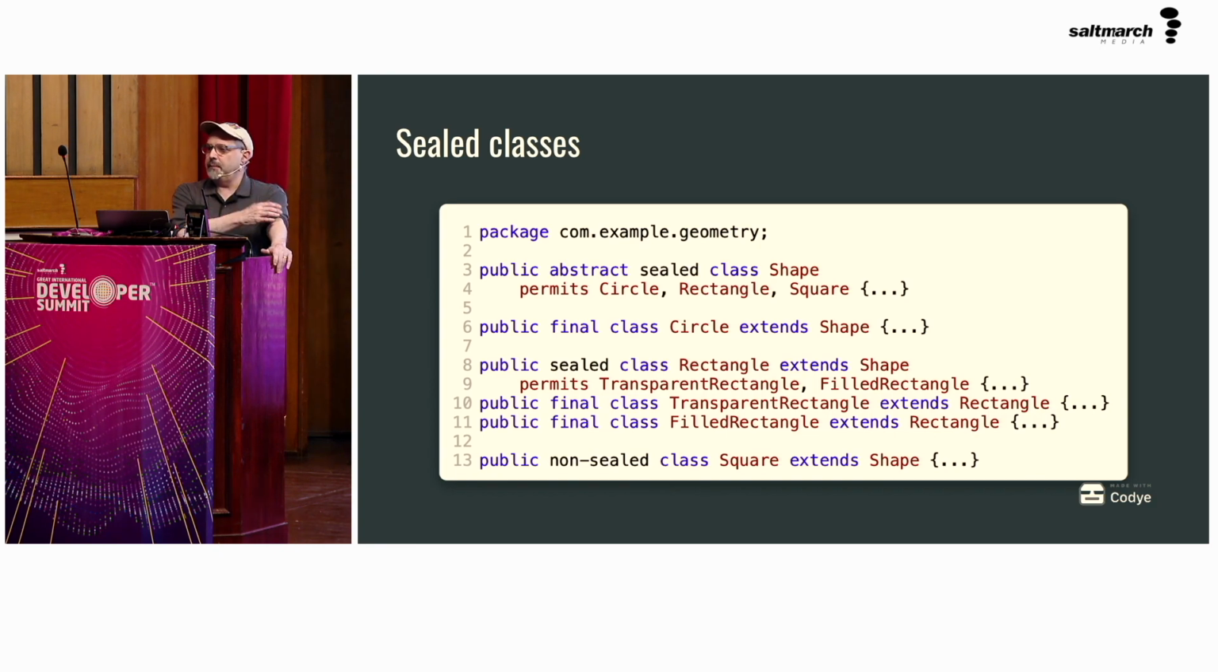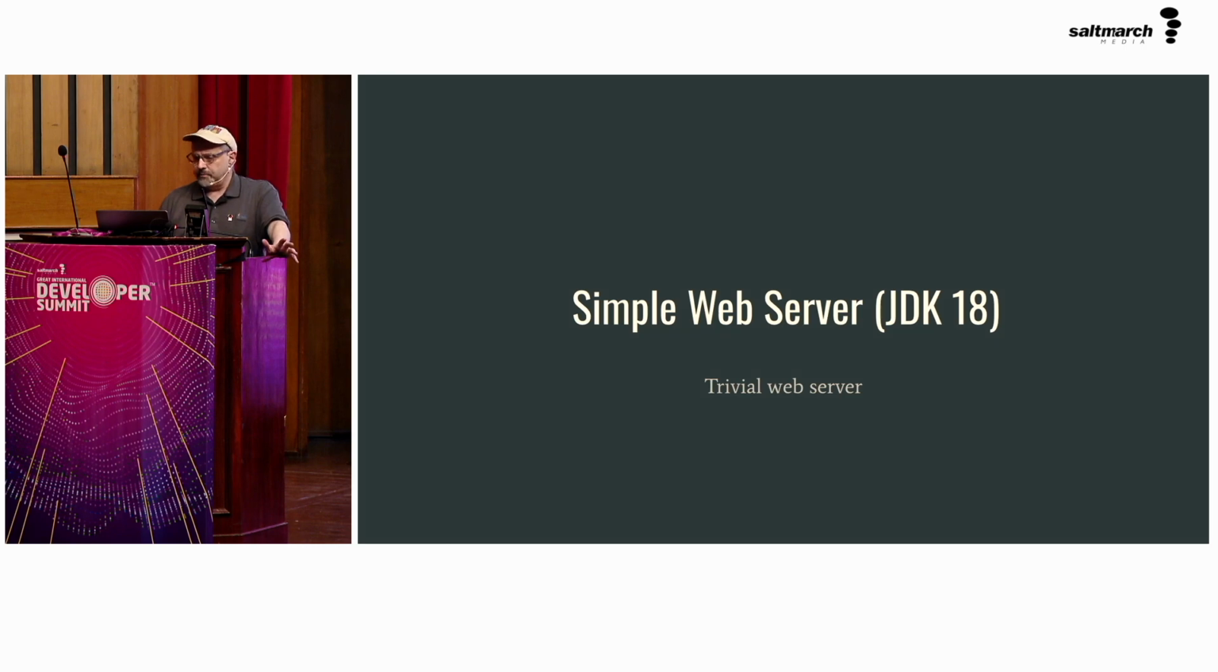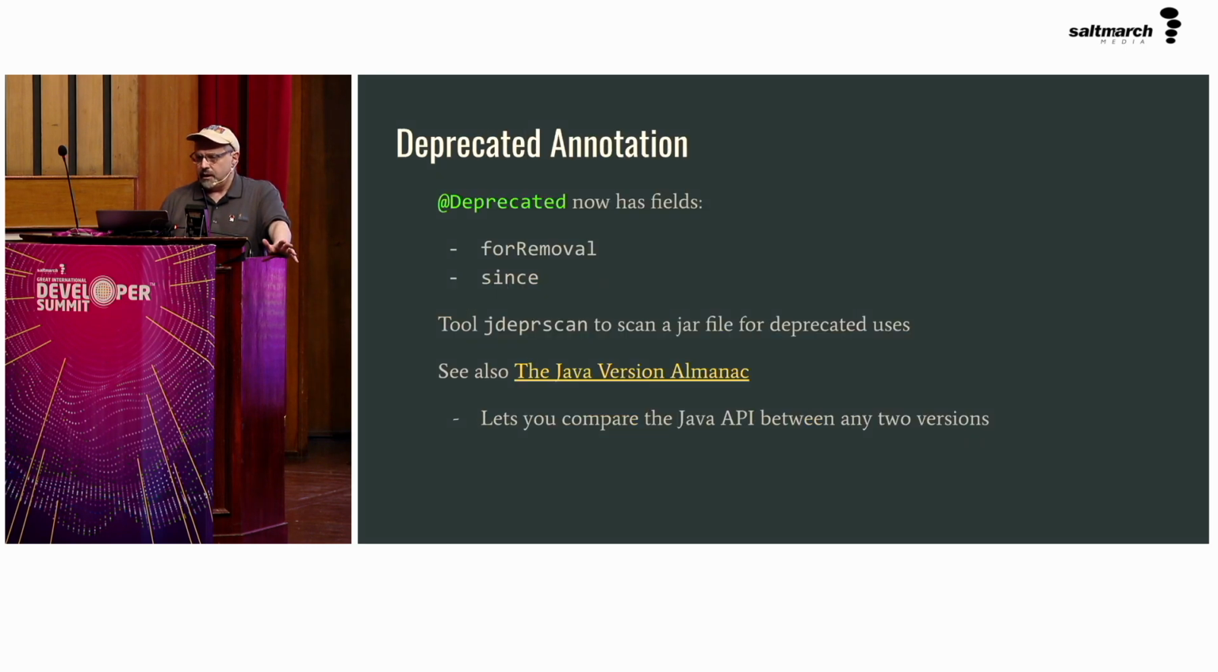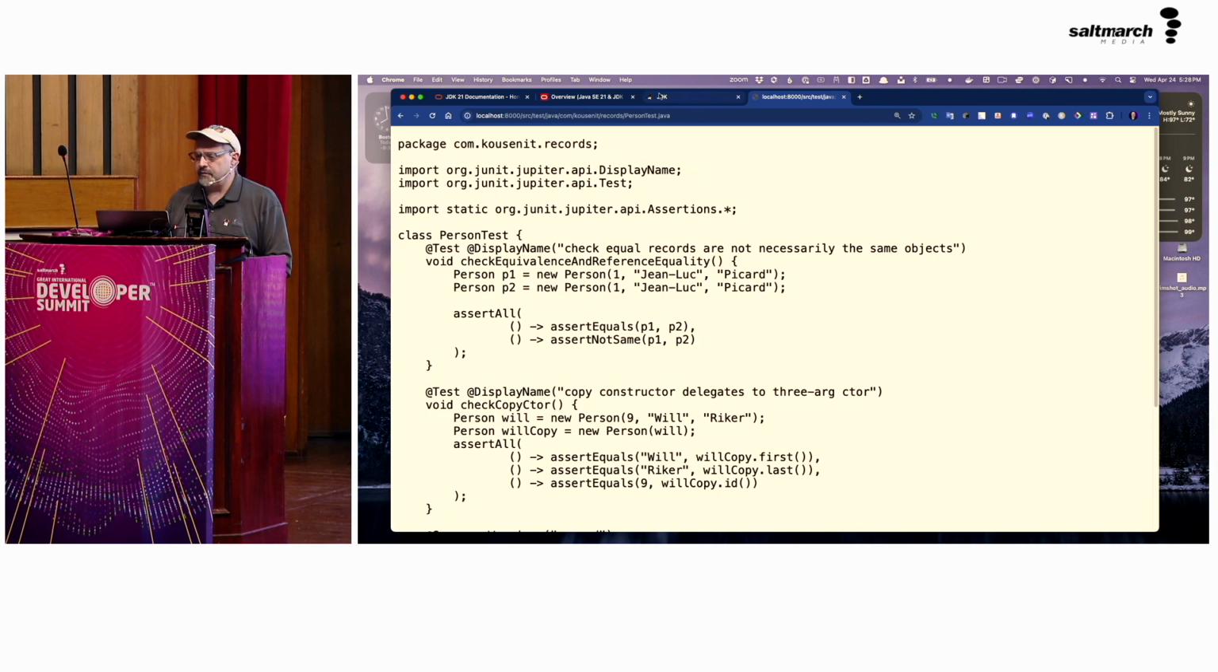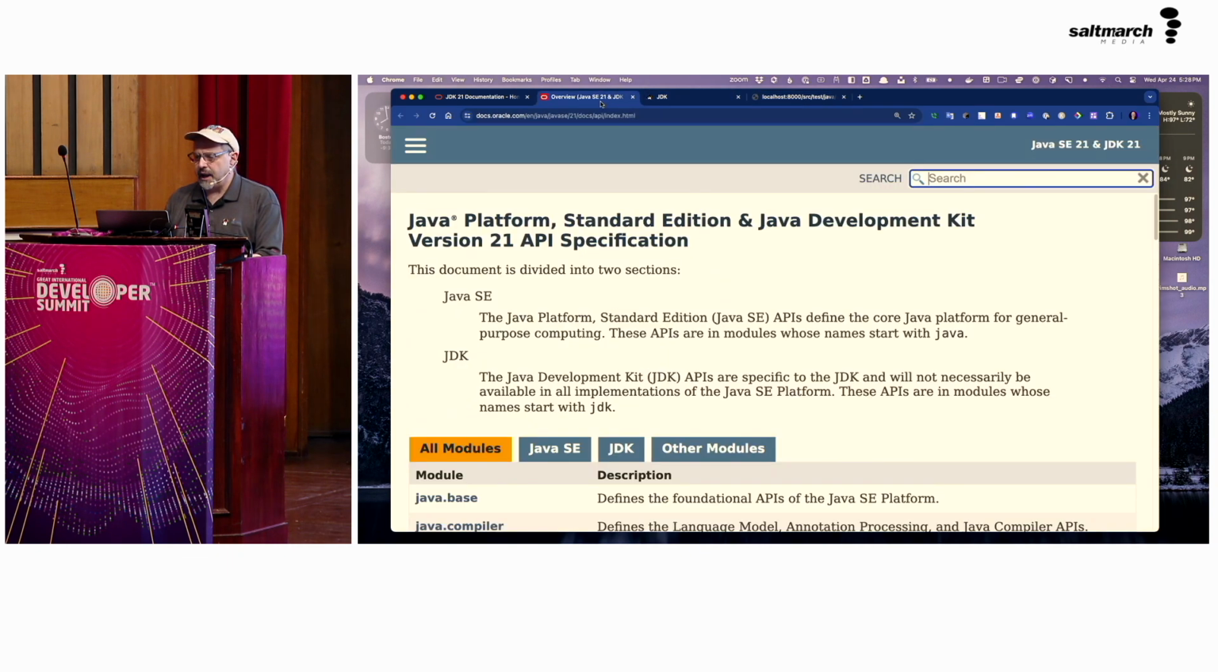But this is the example directly from the JEP. I did things slightly differently, the success or failure thing. The simple web server I told you about. And, oh, by the way, there's a deprecated annotation now so that you could see when things are going to be removed. In fact, if you go to the Java docs, there is, in fact, I got to make this smaller.